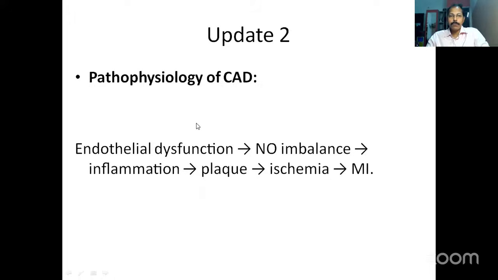And coming to the pathophysiology of coronary artery disease, it has been clearly given. What is the pathophysiology behind the start of coronary artery disease? The main initial event is endothelial dysfunction, followed by nitric oxide imbalance that triggers inflammation, then plaque formation that leads to ischemia, followed by myocardial infarction. The sequence of events is to be understood, so this can be asked in your examination.